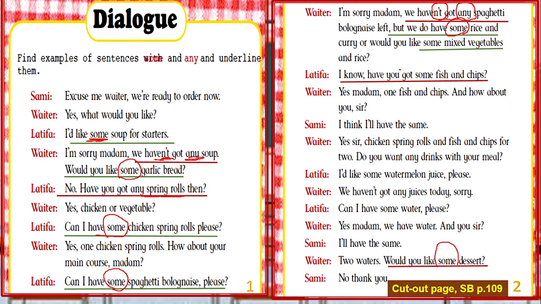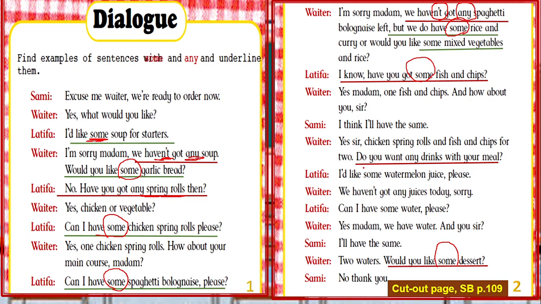Let us look at this example, students. Have you got some fish and chips? It is also a request, and she thinks that fish and chips is available in the restaurant.